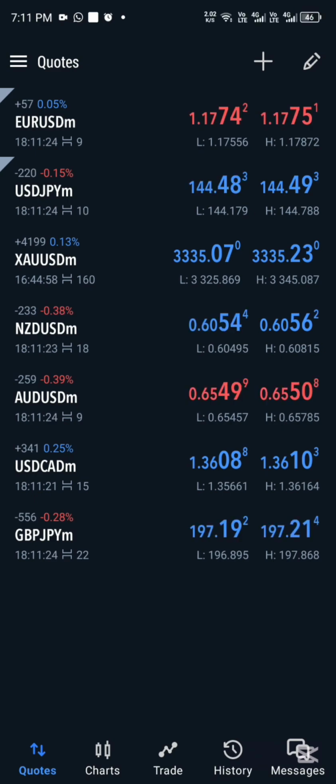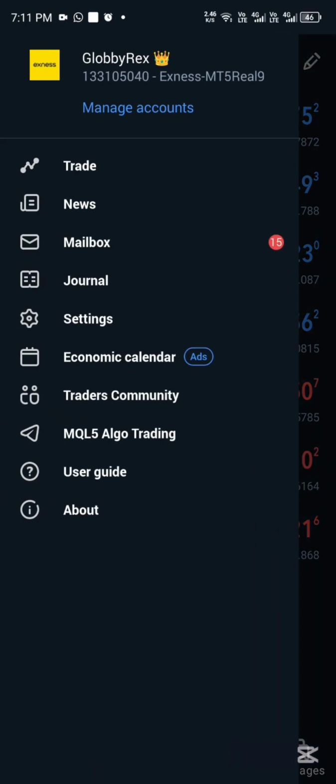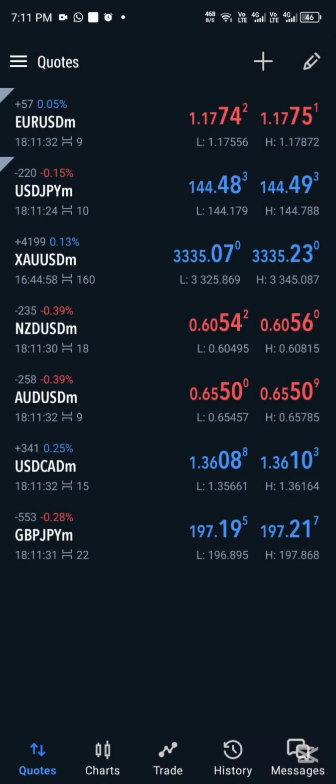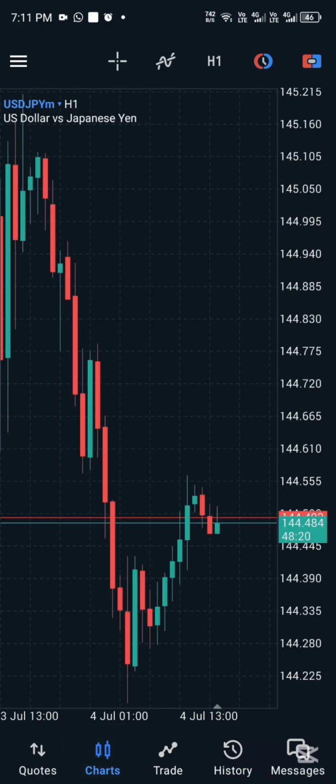So now we have all these pairs listed here. As you can see on the left hand side, this is a real account. This is Xness real. This is not some fake demo something. So we can use this to actually check the spreads. Now what you want to do is come to charts here. When you come to charts, you will see two lines. Okay, this is the 1 hour time frame.